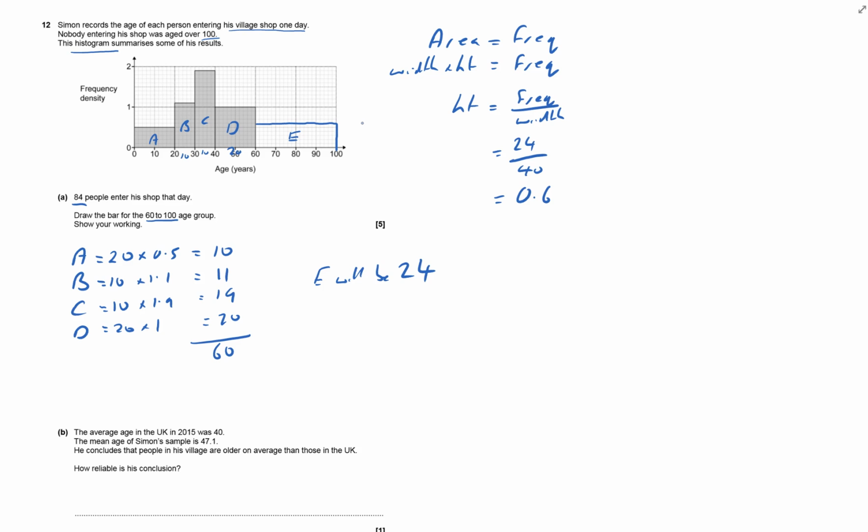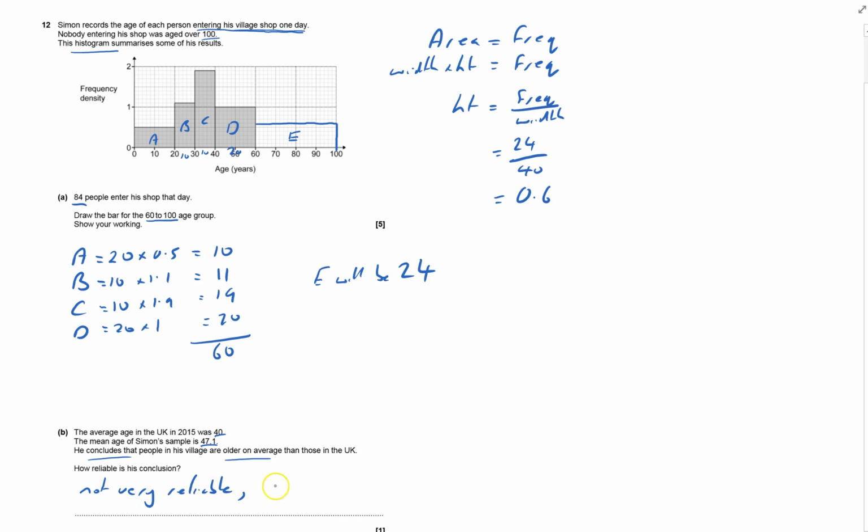That's good. And then it says the average age in the UK was 40, and the mean age of Simon's sample is 47.1. He concludes that people in his village are older on average than those in the UK. Well, it looks like it, but how reliable is the conclusion? Not really, because they just looked at the people entering his village shop one day. So it's not very reliable.